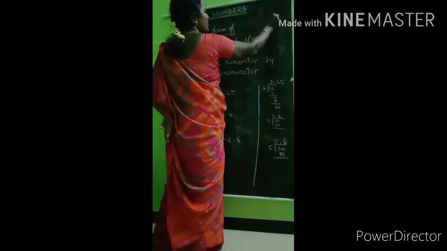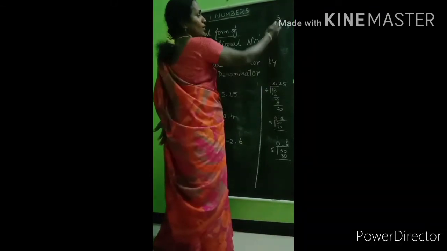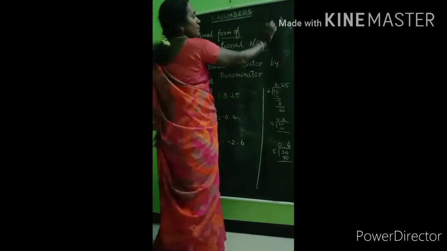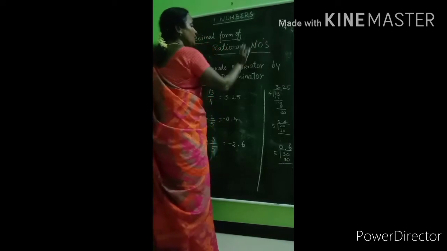Numerator by denominator is the formula, suppose 3 by 4. 3 is the numerator, 4 is the denominator. What is the meaning of 3 by 4? 3 is divided by 4. Same, that only we do here.